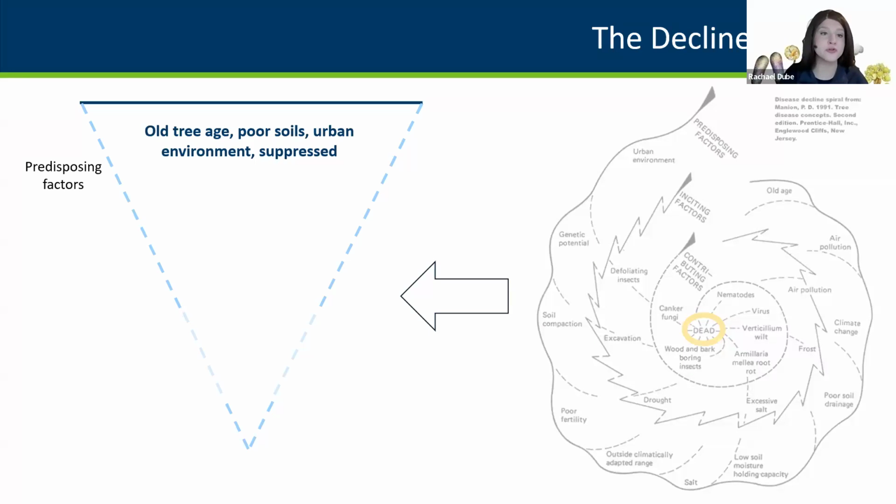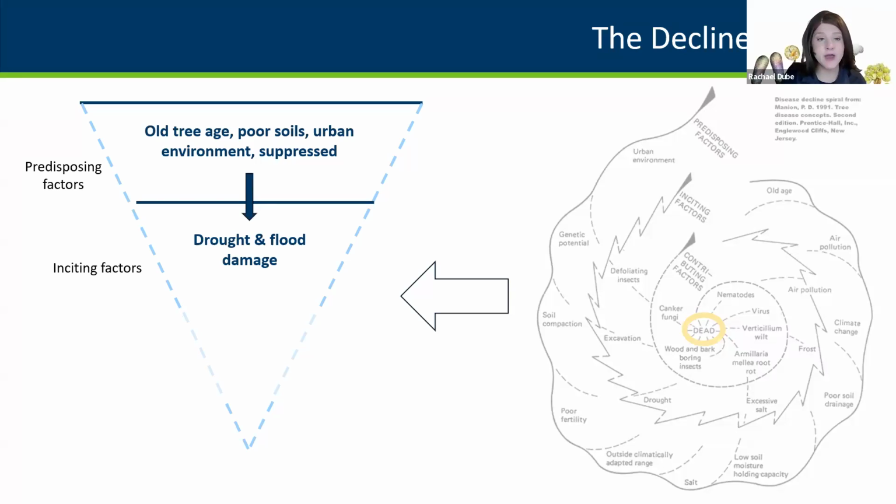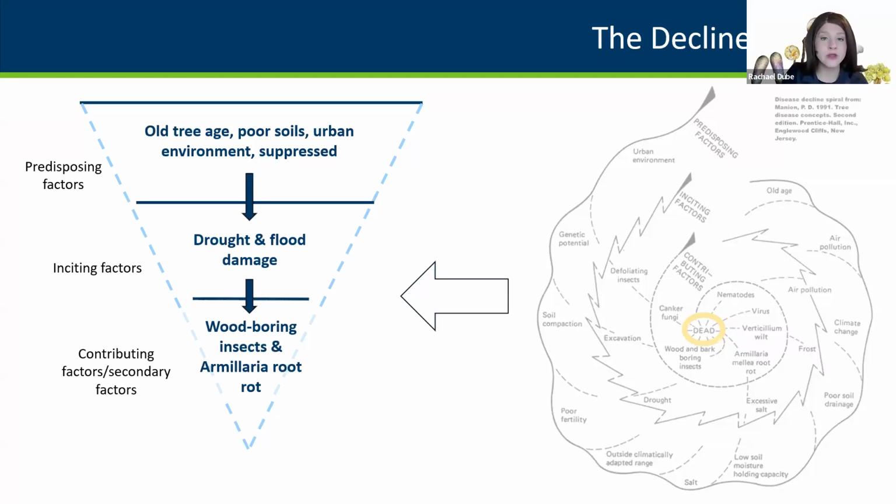So starting off here in the outer portion or the top of my kind of inverted triangle here, we have these predisposing factors. Like I mentioned, old tree age, poor soils, a stressful urban environment, or even a suppressed tree that is growing underneath the canopy of mature trees. Then here we have our next level. These are inciting factors, and they're often abiotic stress factors, such as what we've seen here in Minnesota in our oak trees, especially drought and flood damage. And then moving here to the inner spiral, we have these what are called contributing factors that can contribute to decline and death. They're often called secondary factors as well, and they can be opportunistic, wood-boring insects, and root diseases that can often tip the scale to tree death.